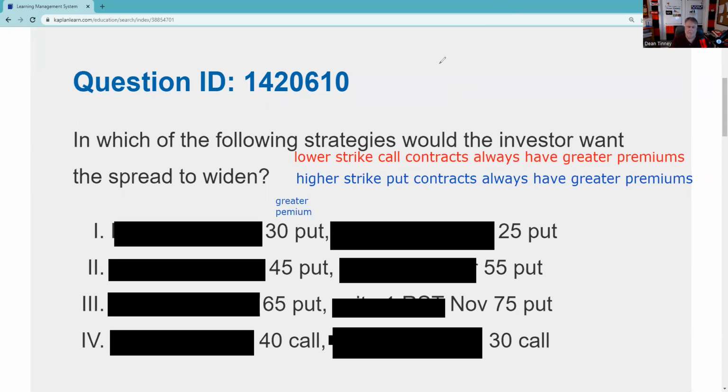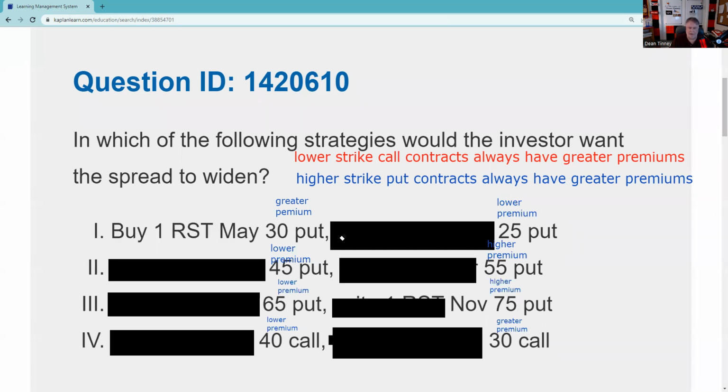So we have a 30 put and a 25 put, and we know that the 30 put premium is going to be larger. We have a 45 put and a 55 put. We know the 55 put, the higher strike, is going to have a greater premium. We know the 65 put and the 75 put, the relationship is the higher strike put will have the greater premium. And then we have a 40 call and a 30 call, and the 30 call will have the greater premium. And so now knowing that, we can do the reveal here.